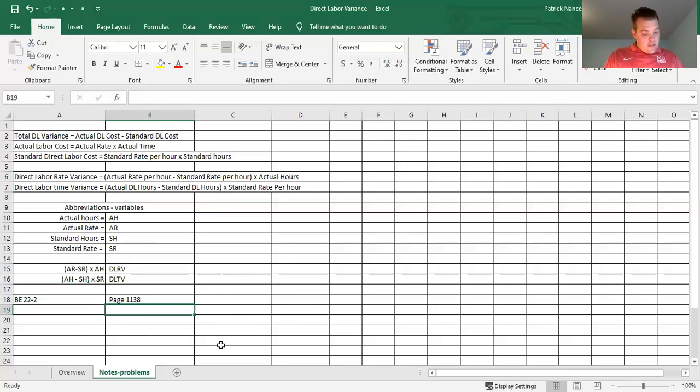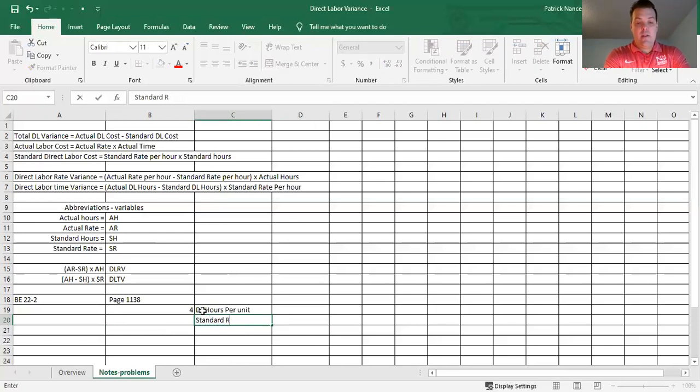Okay, so basic exercise 22-2. Bellingham Company produces a product that requires 4 standard direct labor hours per unit. So direct labor hours per unit is 4. The standard hourly rate is $20 per hour. So standard rate, $20, and just to make sure we keep everything straight, I'm going to say per hour.